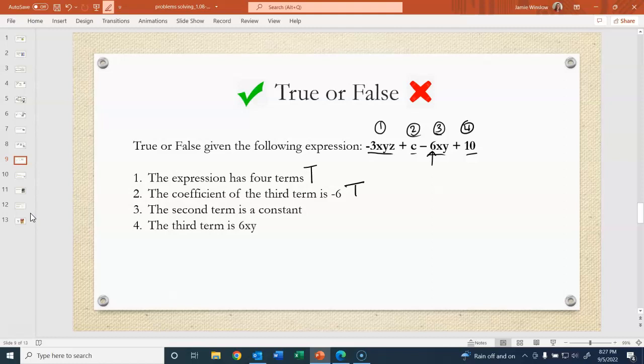That is true. Number 3, the second term is a constant. Here's the second term. Nope, that's a variable. That's false. C is a variable. C is going to change depending on what the problem tells you C is, so that is false. And number 4, the third term is 6xy. Here's the third term. This is tricky. We want to include the sign there, so we were going to say that's false. It should be -6xy.